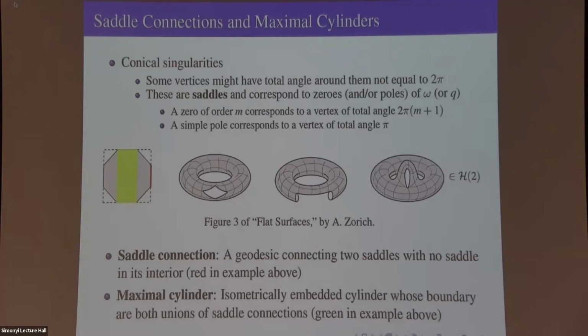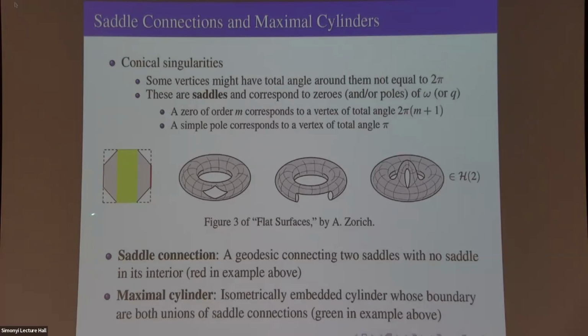So a saddle connection is a geodesic that connects 2 saddles. An example is over here: this red thing would amount to a saddle connection. And a maximal cylinder is an isometrically embedded cylinder whose boundaries are unions of saddle connections.